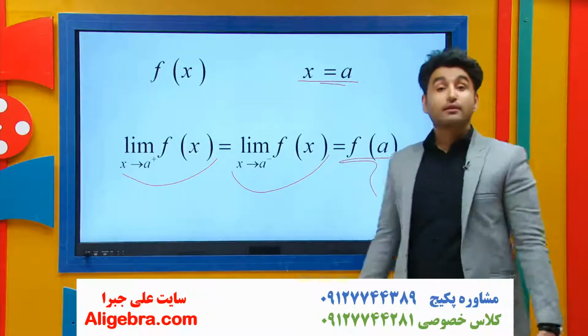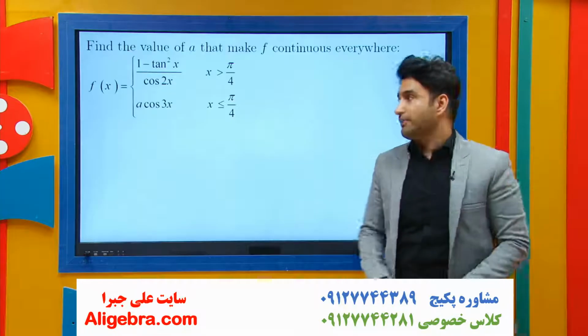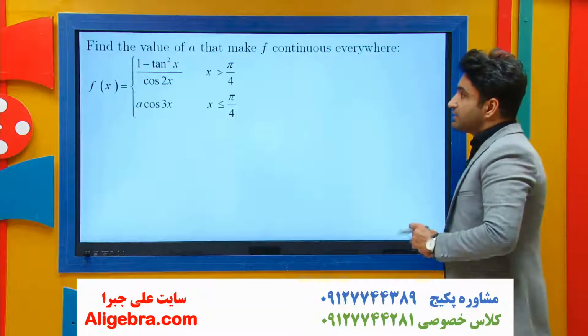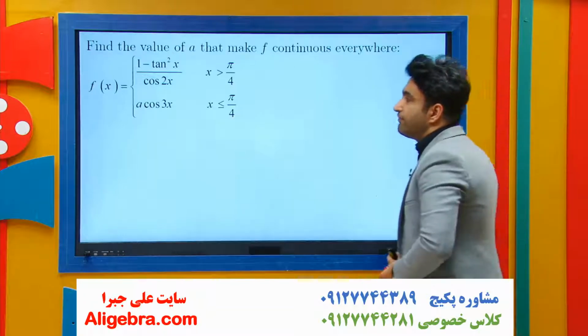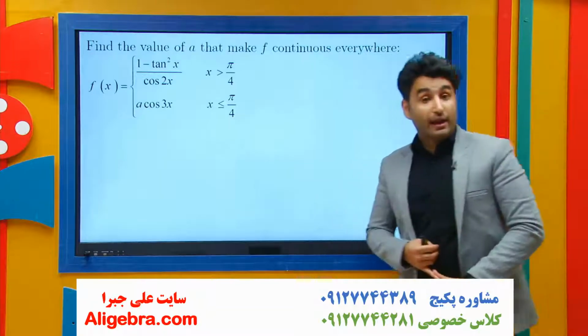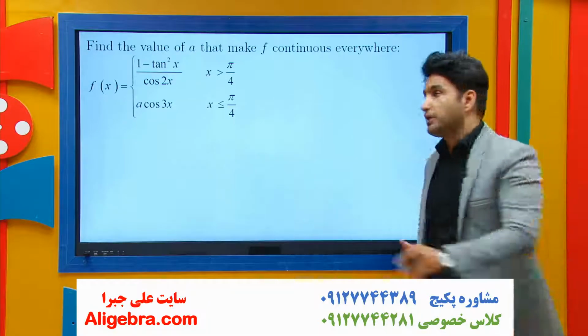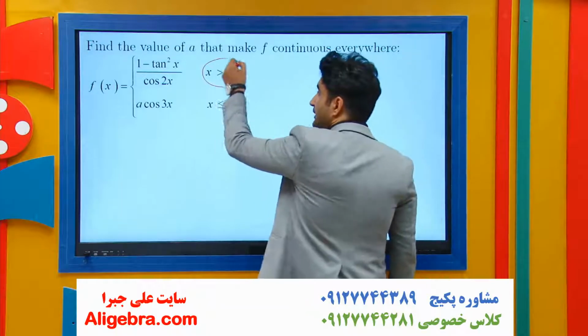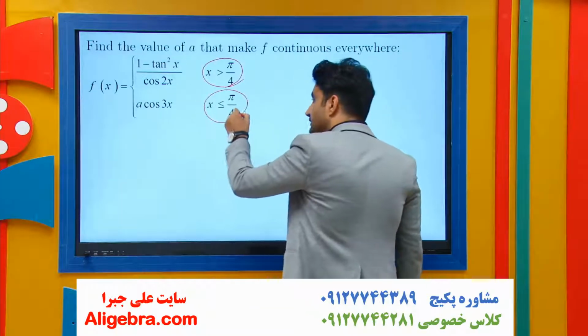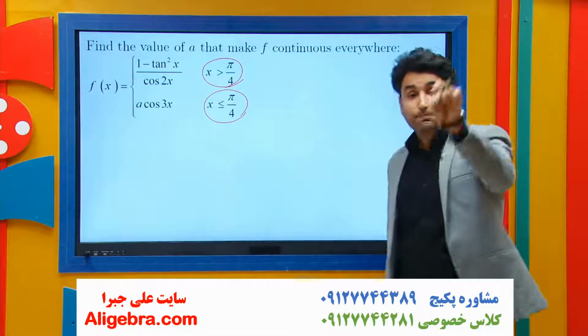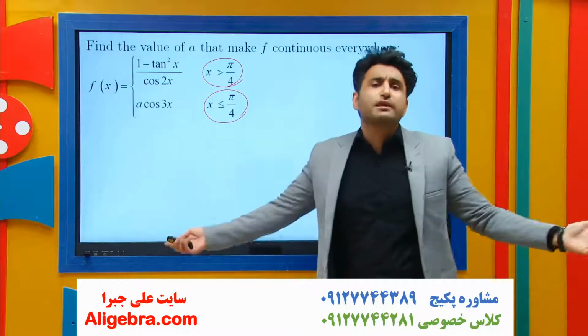To make it clear, let's have a difficult problem. f of x is continuous everywhere. Find the value of a. If this function wants to be continuous everywhere, the right side limit, the left side limit, and the value at pi over 4 must be equal.